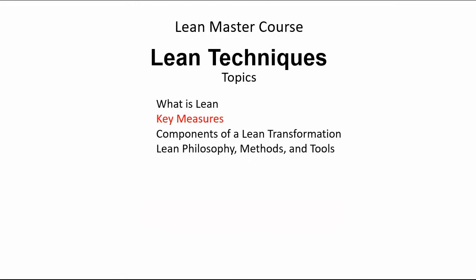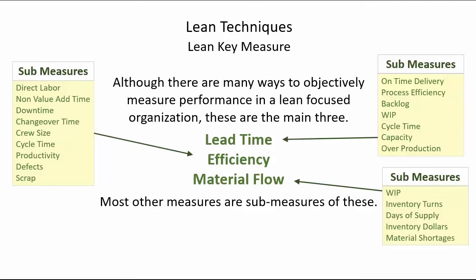As processes and work areas improve, there are many objective key measures or performance metrics that might be favorably impacted. The main three are lead time, efficiency, and material flow. Most, if not all, other submeasures drive one or more of these three.